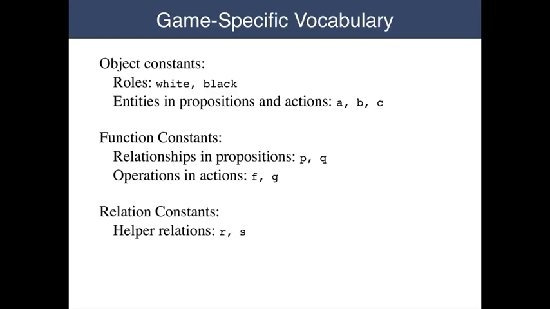The first step in writing a game description is to select some game-specific vocabulary to capture the structure of states and actions. For example, here we have object constants white and black as names for the two roles of a game. We use A, B, and C to refer to primitive entities in the game. We have names P and Q for relationships among primitive entities, and we have F and G as operations that can be performed on these primitive entities. Finally, we have some helper relations, R and S.